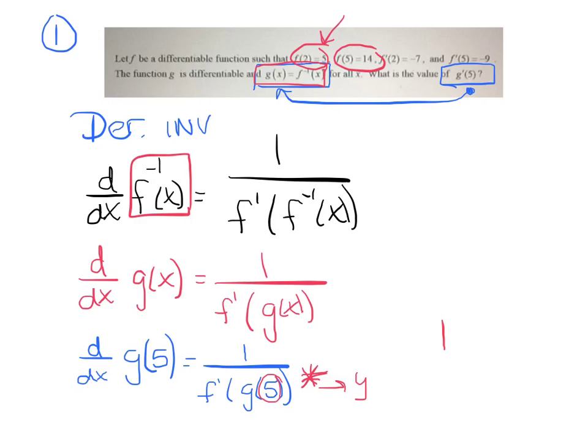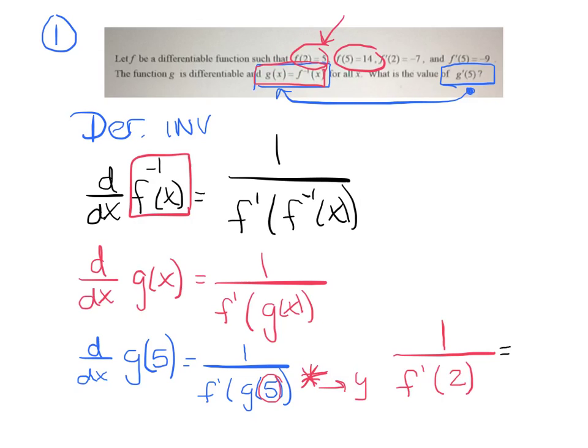So I can say that this is 1 over f prime of 2. Let me say that one more time. I'm plugging 5 into g, but there's no g function. G is the inverse of f. So I'm really plugging 5 into the y value when it says inverse. So that's why I'm using this one.